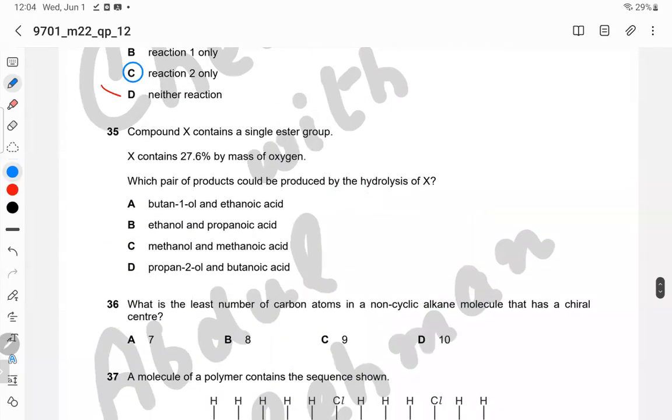Question number 35. Compound X contains a single ester group. Compound X contains 27.6% by mass of oxygen. Which pair of products could be produced by the hydrolysis of X?